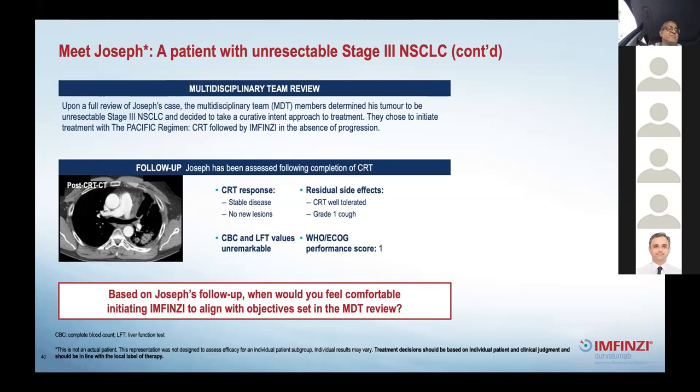So chemoradiation therapy response was stable disease, no new lesion, residual side effect, chemoradiation therapy well tolerated, ECOG was 1, and we have CBC and LFT. So based on Joseph's follow-up, when would you feel comfortable initiating Imfinzi to align with objective set in the MDT review? As I mentioned before, we should start the Imfinzi.